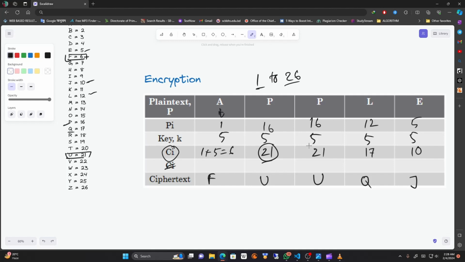Now let's give another example of the encryption process.